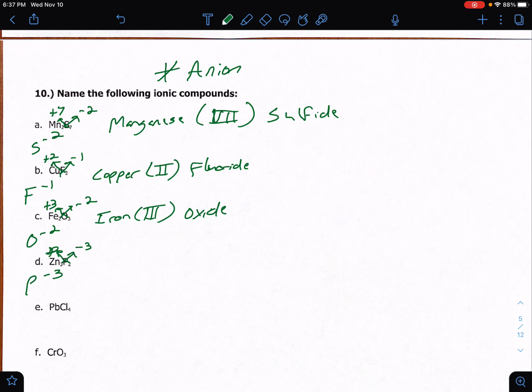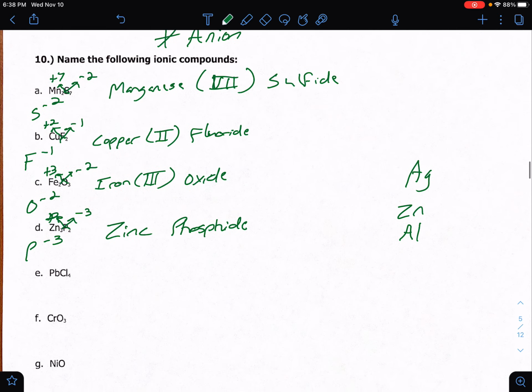So zinc, now this is important. I'm not going to write zinc 2 phosphide because zinc is always a +2. So I don't need a Roman numeral for those. So remember, you don't need a Roman numeral for silver, zinc, or aluminum. Okay, so I can just write zinc phosphide. And there's your answer right there.